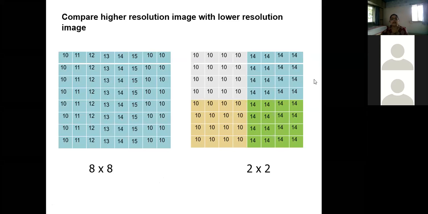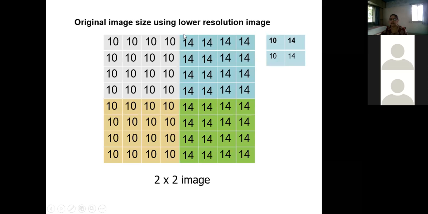Ma'am, what are 11, 12, 13, 14? Are these values gray shades, gray levels, or amplitude values? Good that you have asked this question. If there is anyone else having the same doubt, these are pixel values or intensity levels.